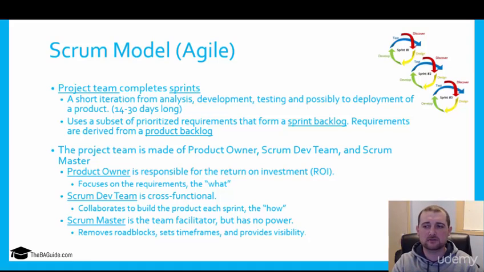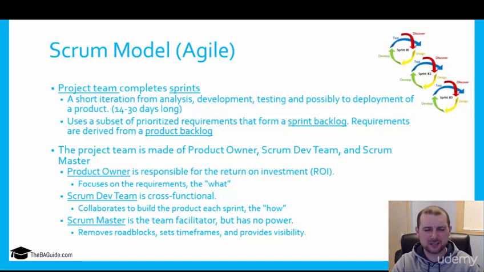As you'll see on this slide, I have different things underlined, and those are different terms that you're going to hear throughout when utilizing the Scrum model. So it's very good to have a good understanding of what they are. First off, the project team completes sprints. The project team, a group of people, complete these things called sprints. It's like their iteration. A sprint is a short iteration from analysis, development, testing, and possibly deploying a product.